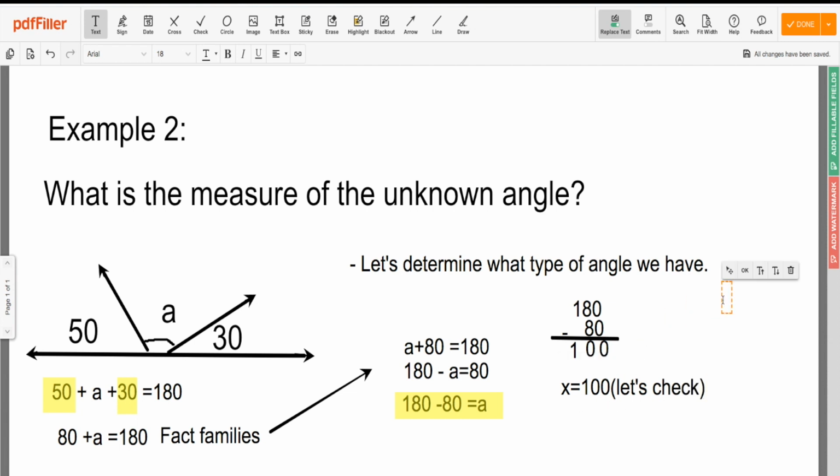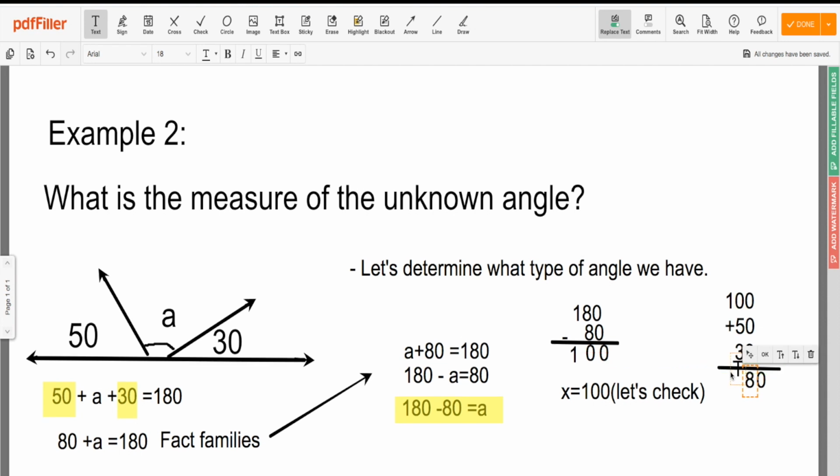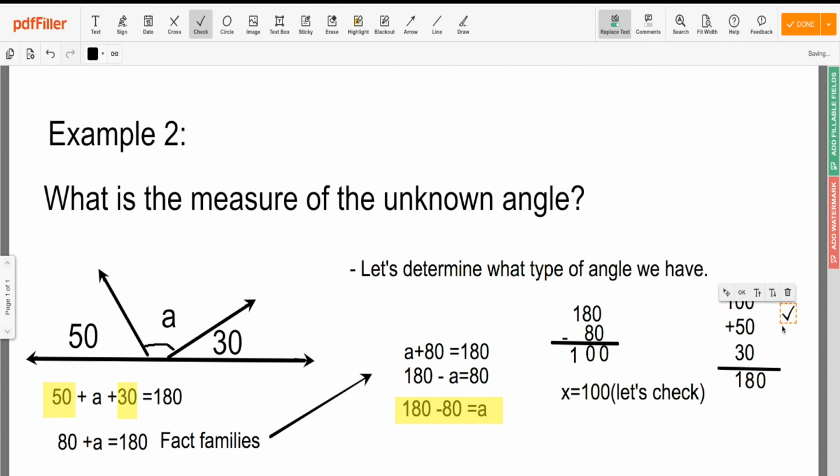But now we need to check to make sure we are correct. Plugging in that value for A, our equation is going to be 100 degrees plus my 50 degrees plus 30 degrees, and we're going to add those 3 numbers together. 0 plus 0 plus 0 is 0. 0 plus 5 is 5. 5 plus 3 is 8. And 1 plus nothing is 1. Our equation totals out to be 180 degrees, so it checks.